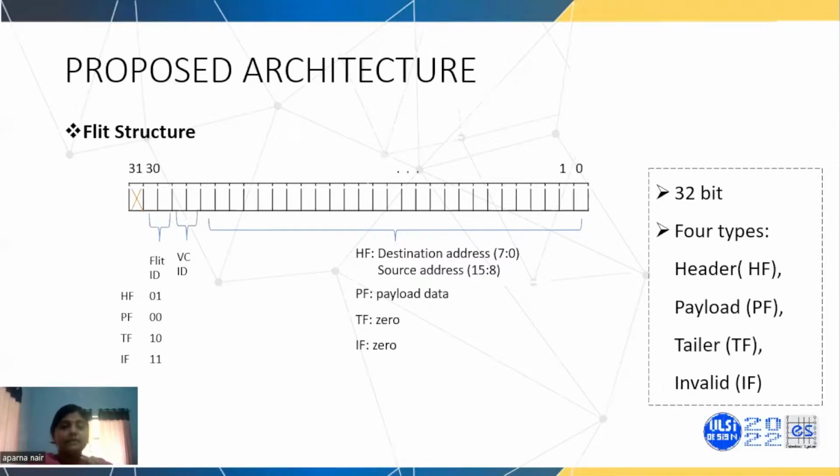If it is a header FLIT, the bits from 0 to 7 are used for holding the destination address. 8 to 15 are used for holding the source address. Remaining bits are not used now. In a payload FLIT, the bits from 0 to 27 are used for holding the payload data. And for Tail FLIT and invalid FLIT, all the bits from 0 to 27 are assigned as 0.